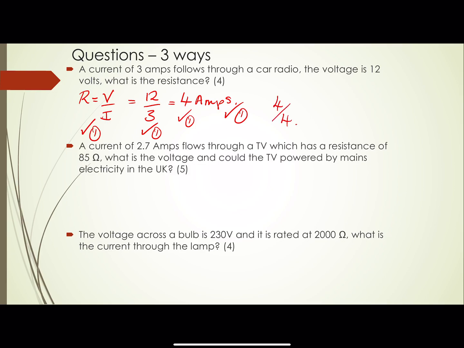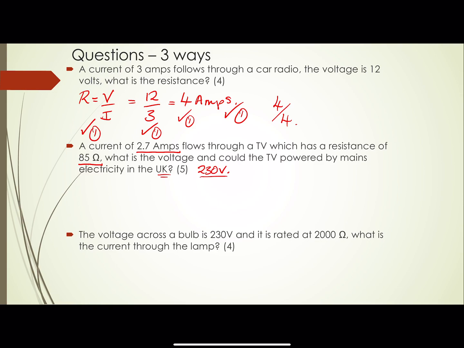Next one, a current of 2.7 amps flows through a TV, which has a resistance of 85 ohms. What is the voltage, and could the TV be powered by mains electricity in the UK? So if you don't know, mains electricity in the UK has an RMS value of 230 volts. So let's have a go at this next question then.